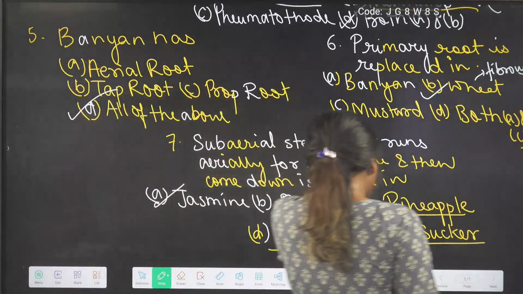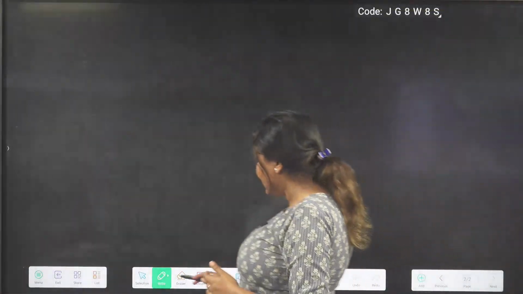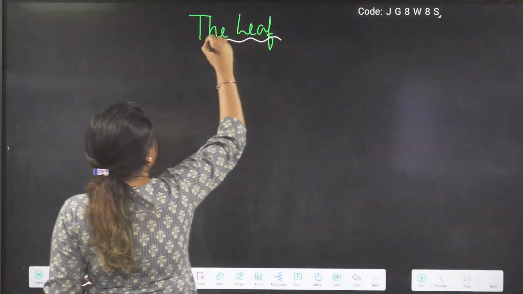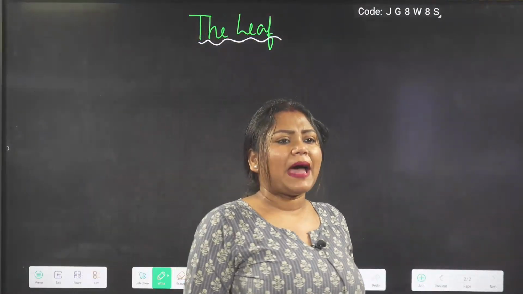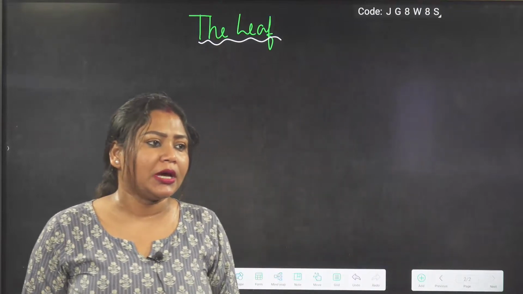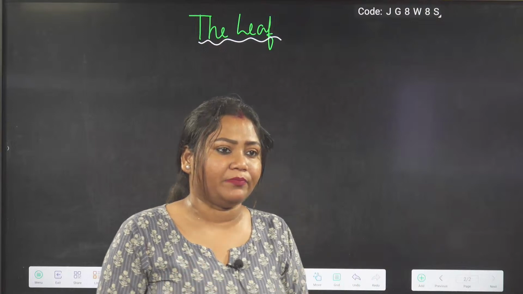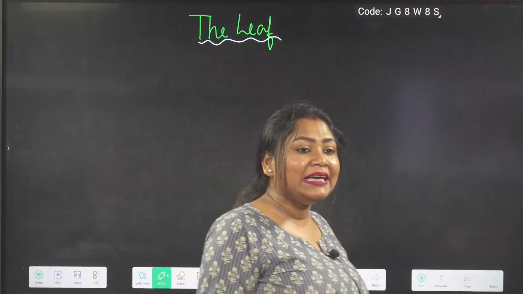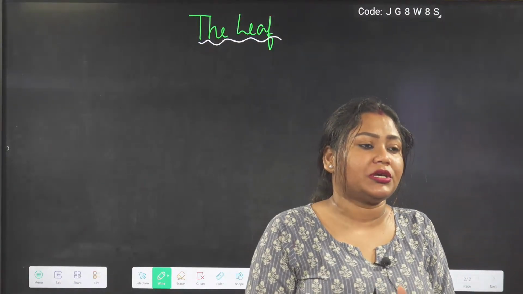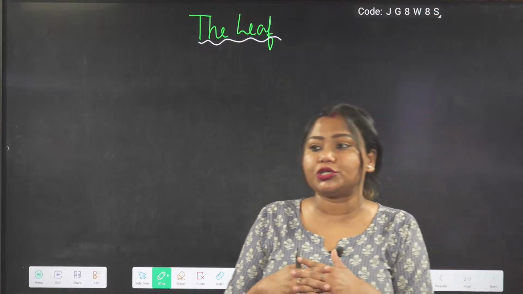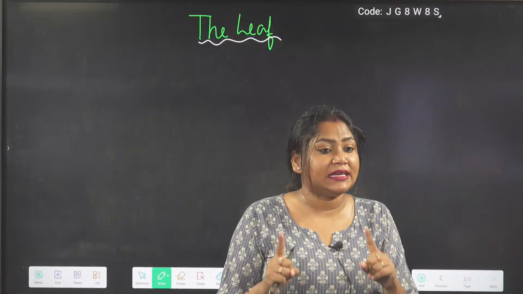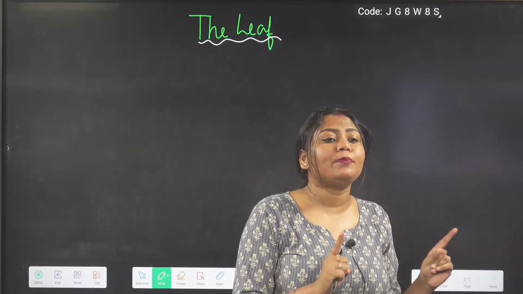Today, we are going to start with the leaf. Banyan is not an adventitious root. Banyan has a tap root system, plus when banyan has prop root, that prop root is an adventitious root because it is coming from the base of the stem. Tap root of onion is different. Sorry, banyan is different. Prop root is different.